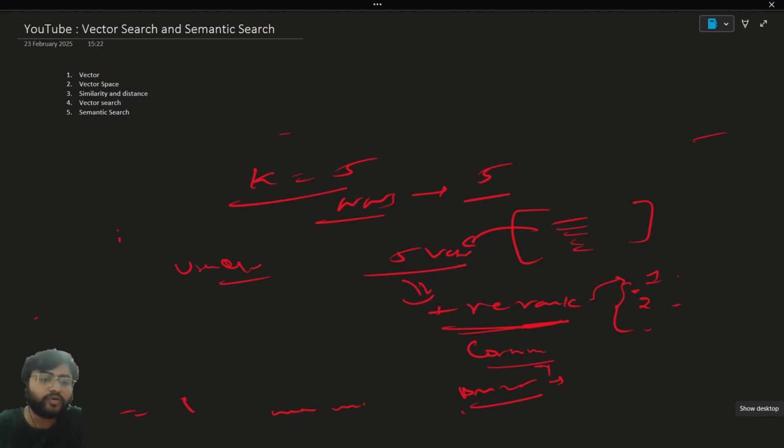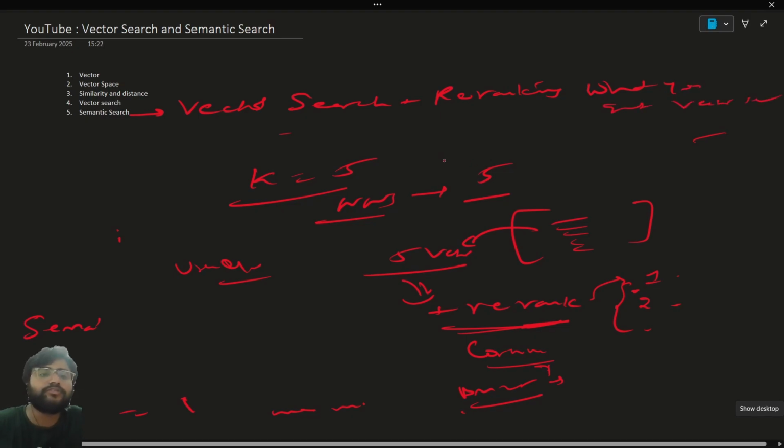So basically, your semantic search is vector search plus re-ranking what you got in vector search. So this is the slight difference between the vector search and the semantic search. And thanks guys. I think you now understand what is happening between the vector search and semantic search.